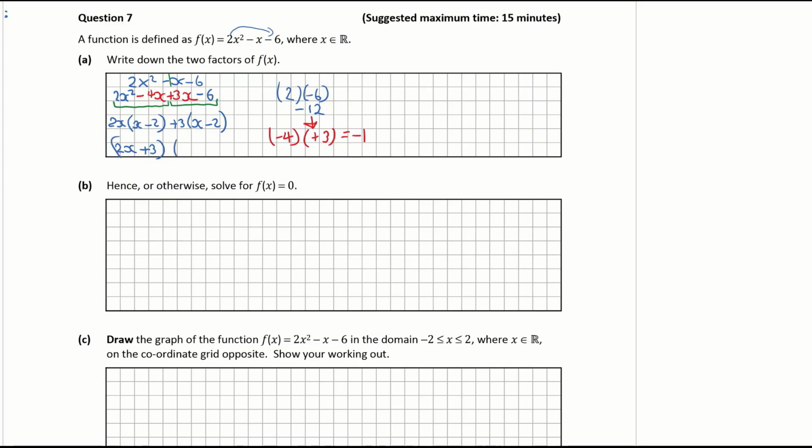So write down the 2 factors. The 2 factors are 2x plus 3, x take 2.